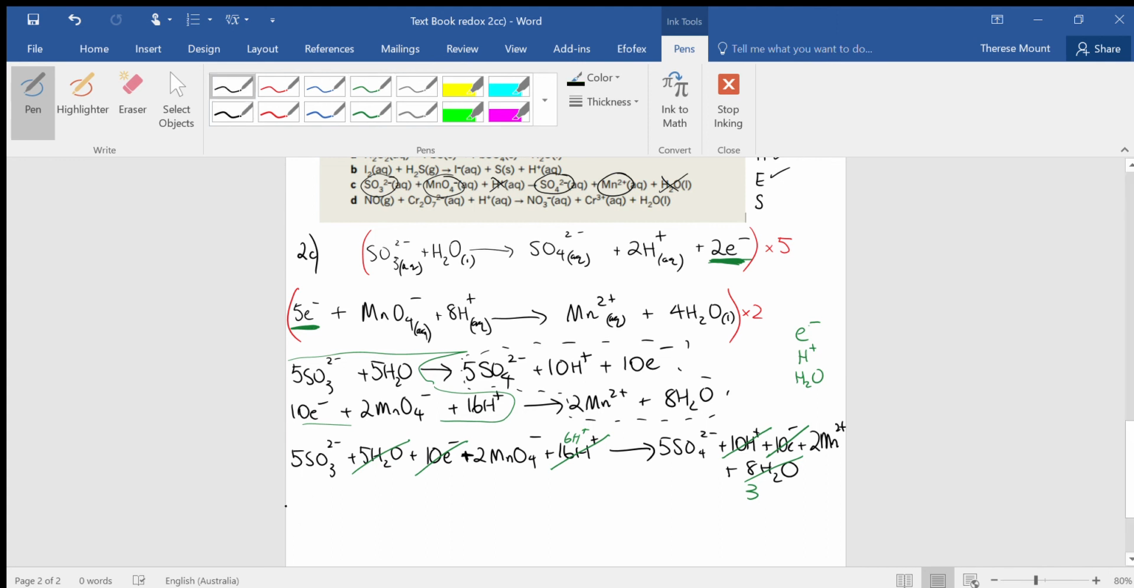So carefully going through and writing this out again. And I'll write the states as I go. 2MnO4 minus aqueous plus 6 hydrogen plus aqueous, going to 5SO4 2 minus aqueous plus 2Mn2 plus aqueous plus 3 water liquid, and that's the full balanced equation.